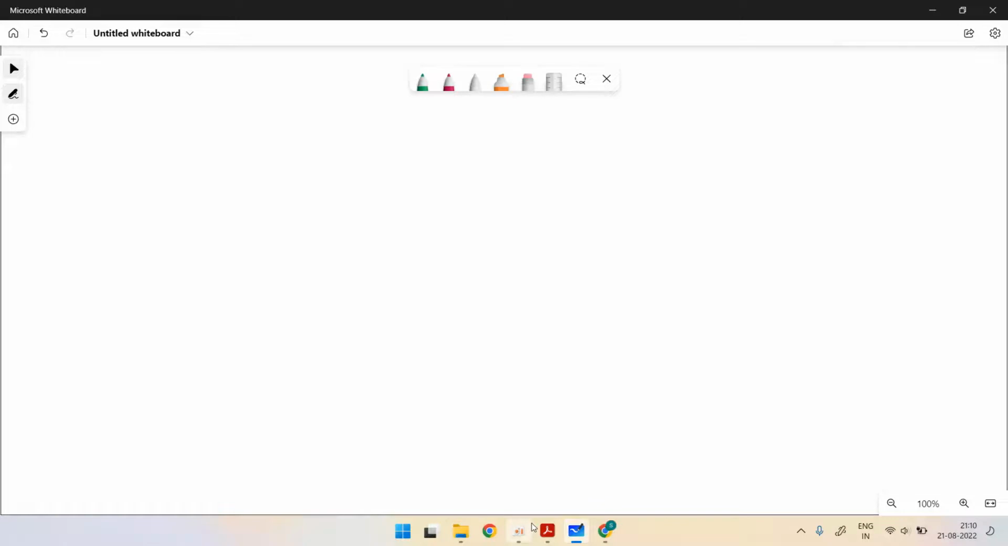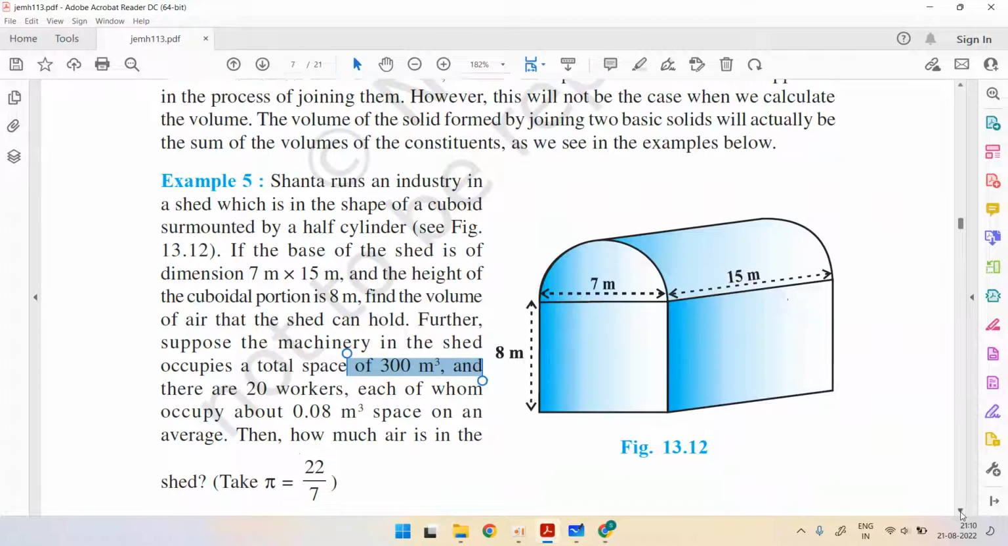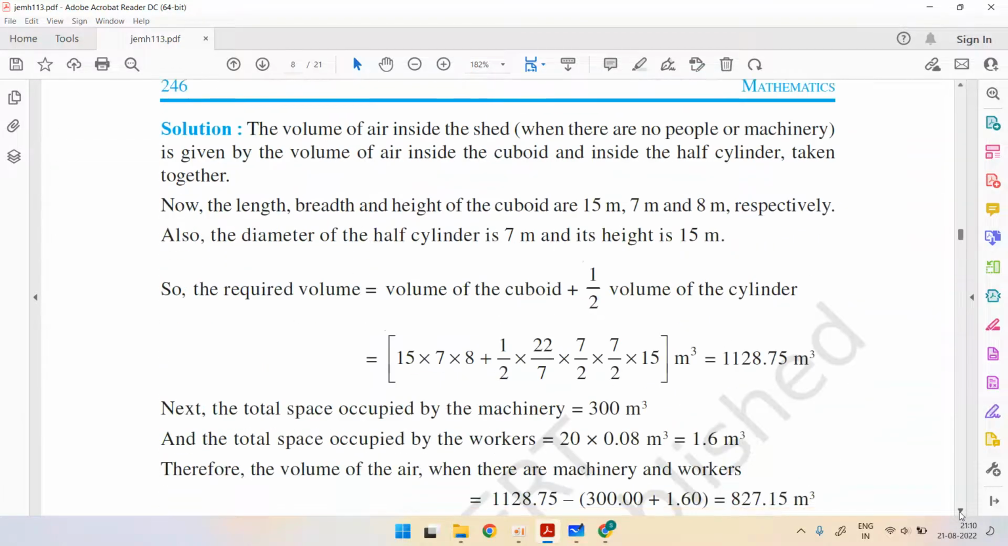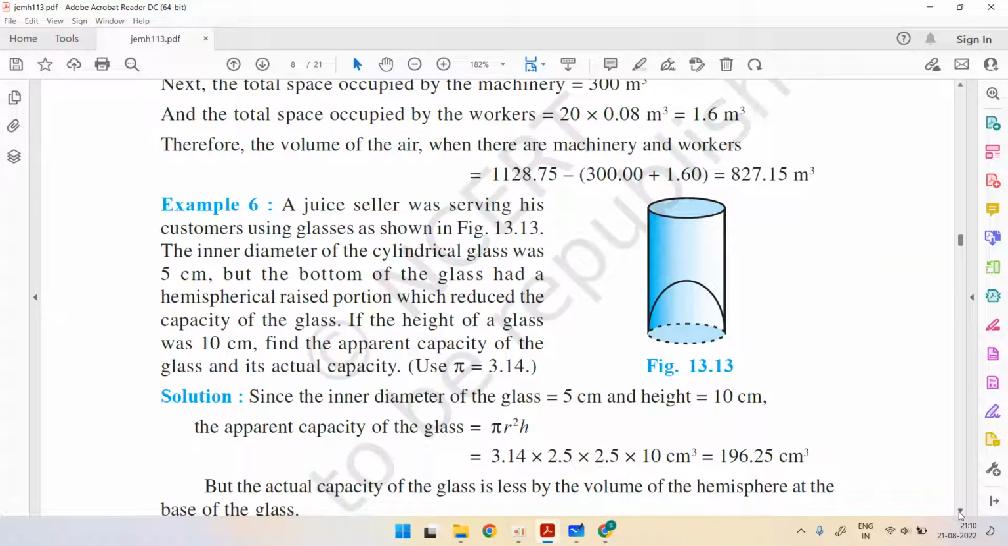Next. Same thing, they have done half volume of a cylinder. A juice seller was serving his customers with glasses as shown. See, they are cheating the customers. The inner diameter of the glass is given, but the bottom of the glass has a hemisphere portion. If the height of the glass was 10 cm, find the apparent capacity of the glass, pi 3.14.